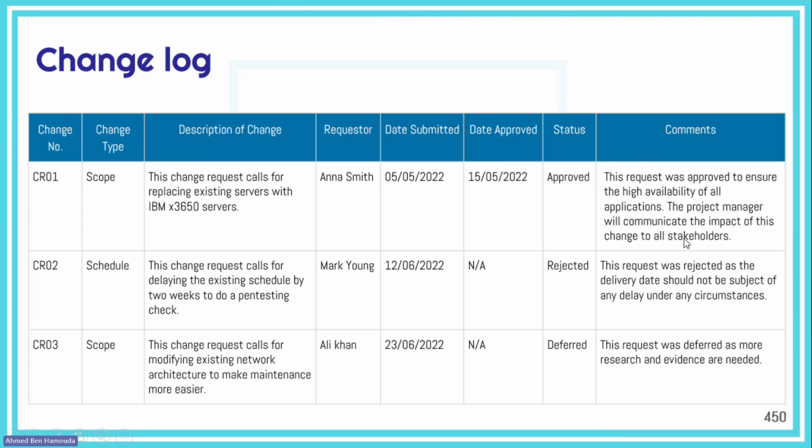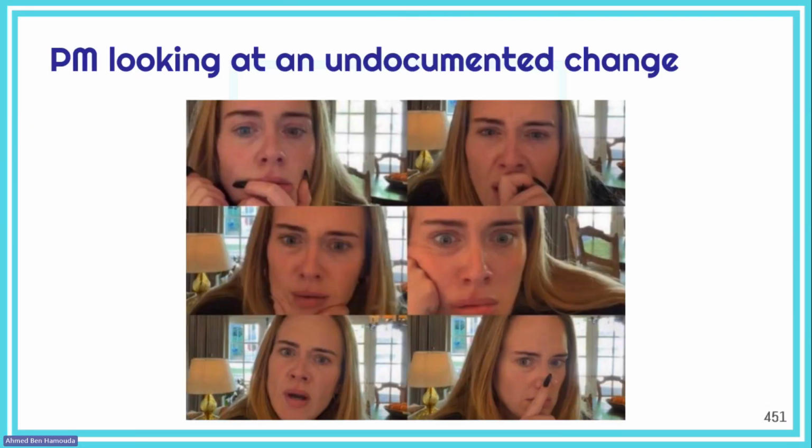If it's approved, then what is the recommended action plan for implementation? If it's rejected, what's the reason for rejecting it? And if it's deferred, then what kind of information is the change control board asking to further obtain? Now, let me tell you about what I call the cancer of project management.